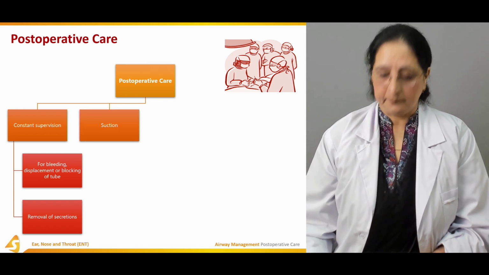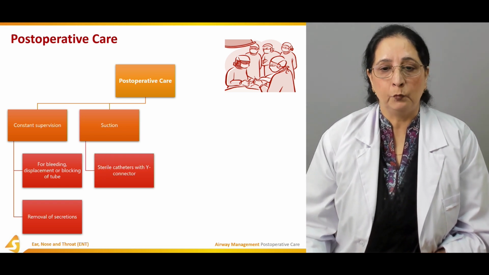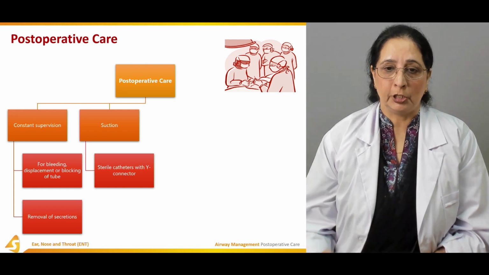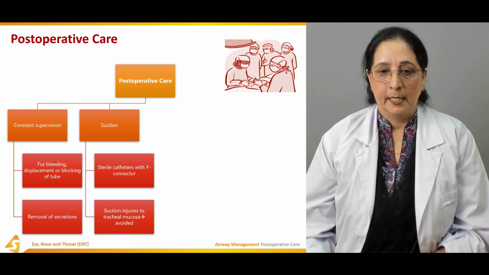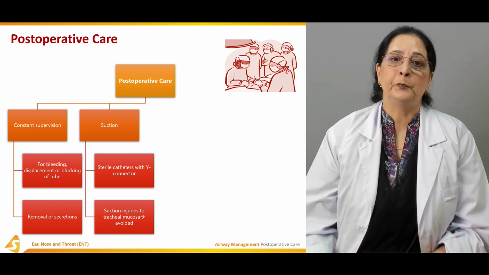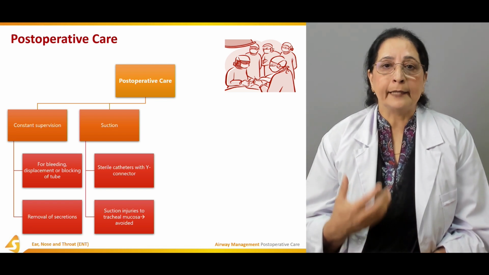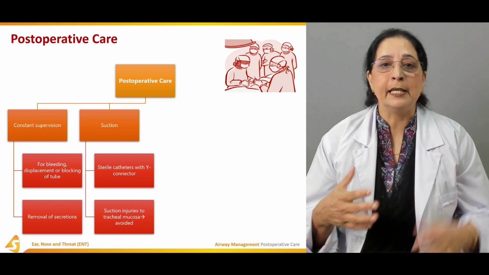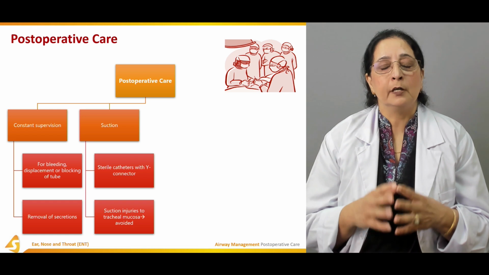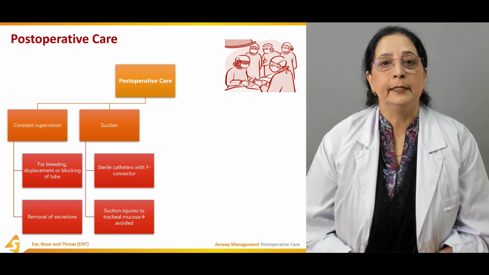Then suction. Sterile catheters with Y connector are used for the suction of the secretion. Suction injuries to tracheal mucosa should be avoided. So when we use the catheters for the suction, they can cause injuries or trauma. So it's very important that we try to avoid those injuries associated with the suction.